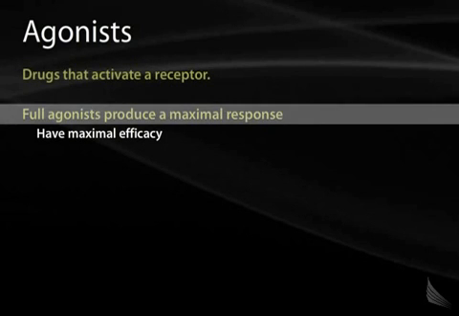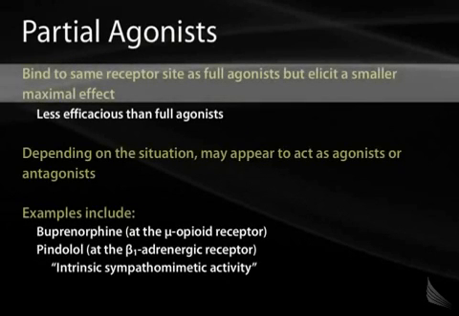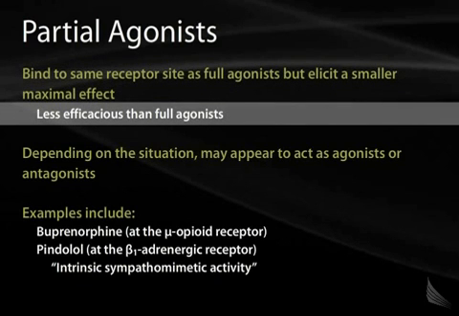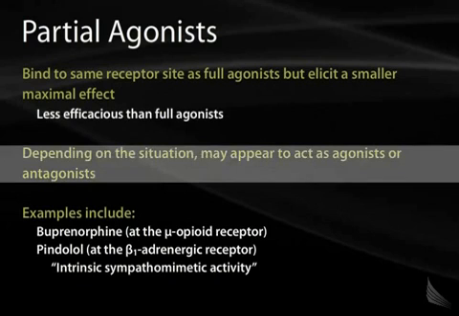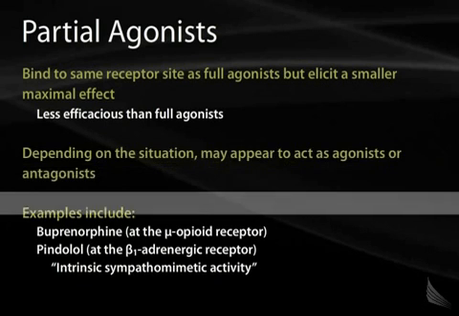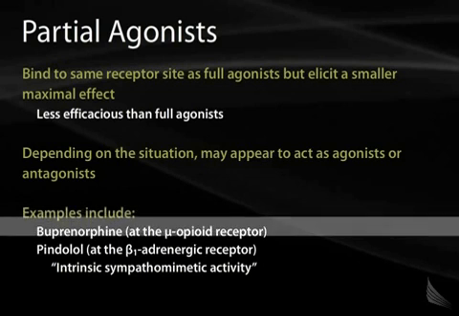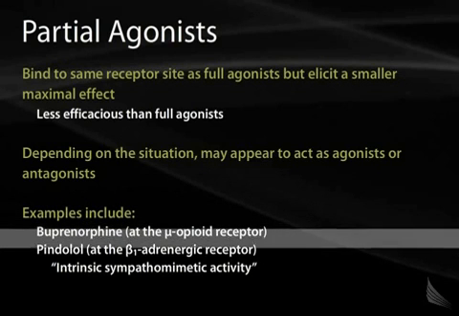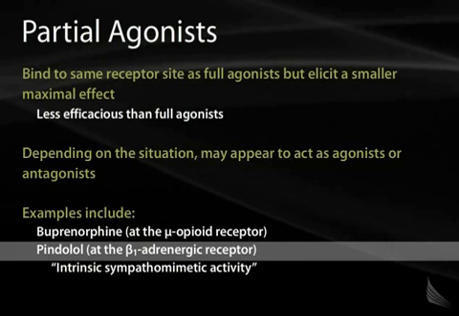Full agonists would produce a maximal response from that receptor, whereas partial agonists will bind to the same receptor site, usually as a full agonist, but will elicit a smaller maximal effect. They're by definition less efficacious than full agonists. Depending upon the situation in which they're used, they may appear to act as an agonist or an antagonist. Some examples of partial agonists include buprenorphine at the mu-opioid receptor and pindolol at the beta-1 adrenergic receptor.